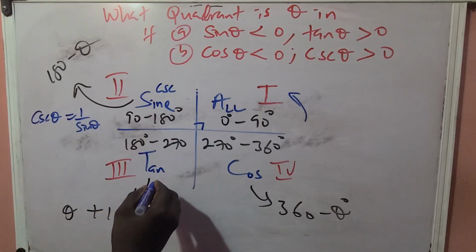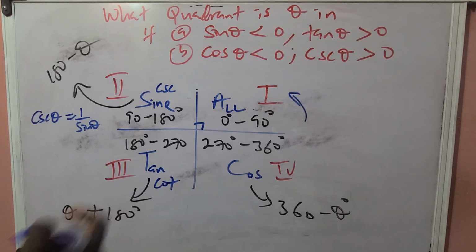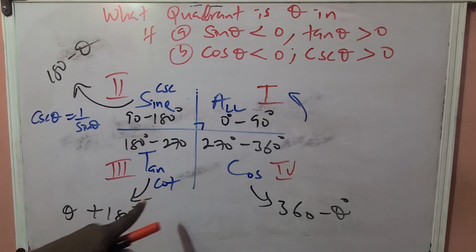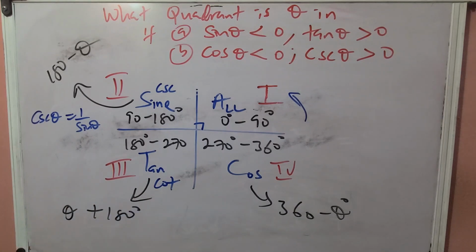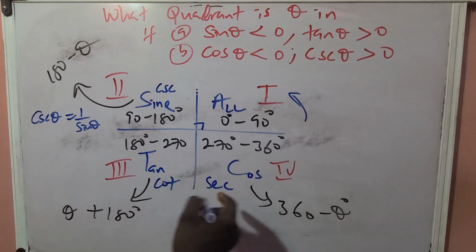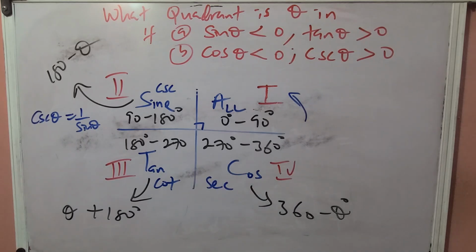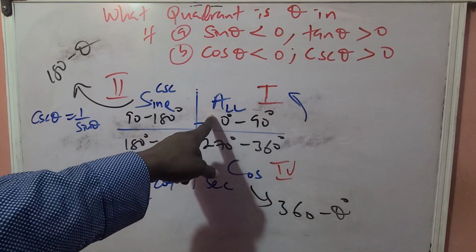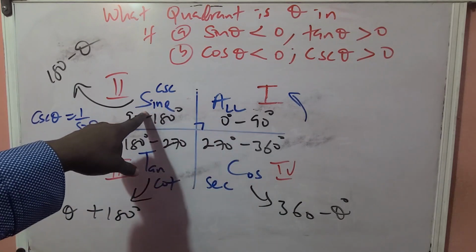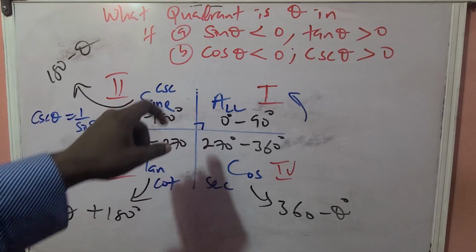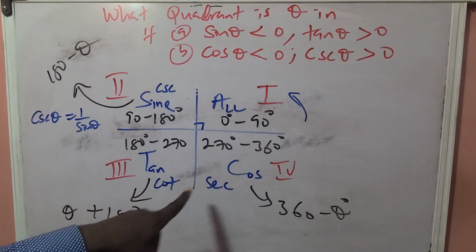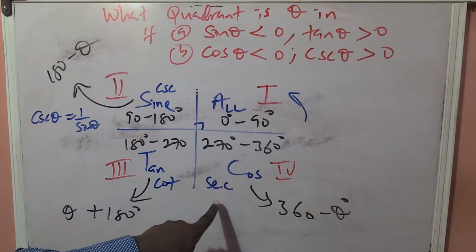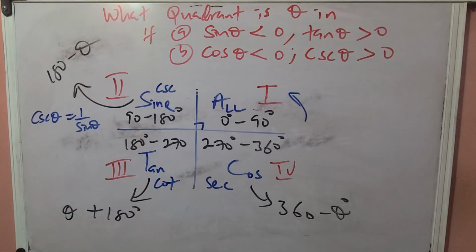And for the tan, we also have the cot, the cotangent, where cot theta is 1 over tan theta. And for cos theta, we can also see sec theta being positive in this quadrant. So in the first quadrant we have all being positive. For the second quadrant, we have sine and its reciprocal being positive. For the third quadrant, we have tan and its reciprocal being positive. Then for the fourth quadrant, cosine, we have its reciprocal being positive.